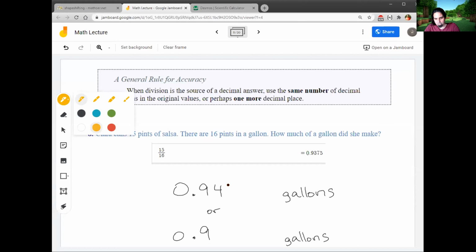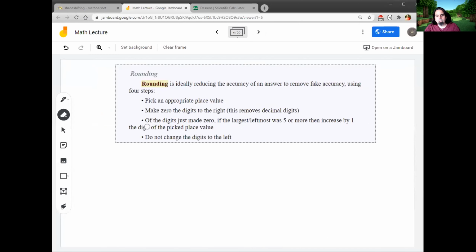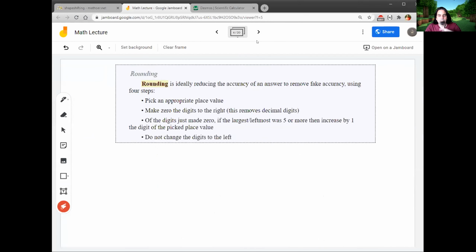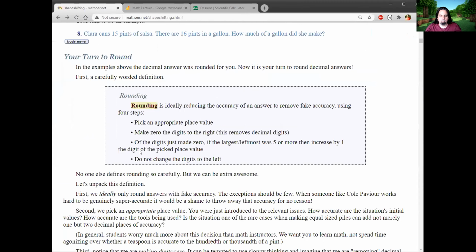I would have looked at the 7 and said, this 7 changes the 3 to a 4. Of the digits we just made 0, if the one on the very left is 5 or more, increase things. We just talked about that. And then don't change anything that is farther left of that. So let's do a couple examples.